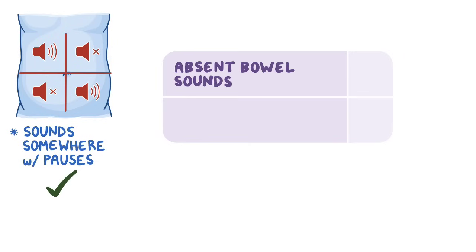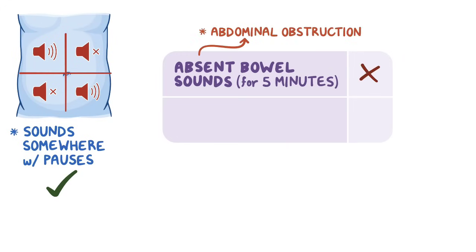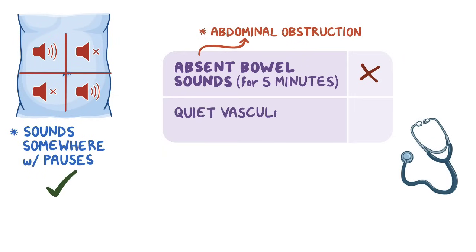Absent bowel sounds are defined as 5 minutes with no bowel sounds at all. They're a late sign of abdominal obstruction. Listen with the bell of a stethoscope. You might also hear some quiet vascular sounds, or bruits, which are normal in the abdomen.